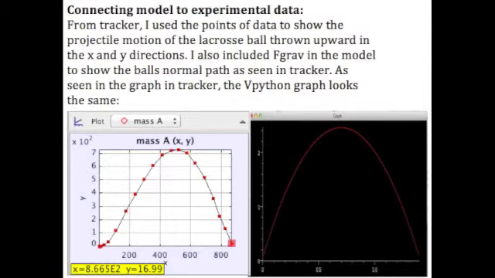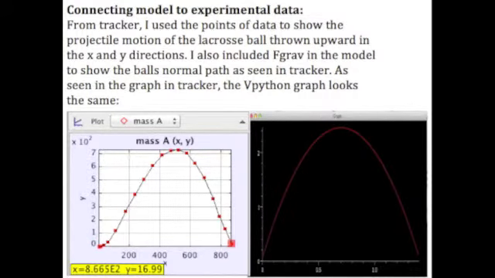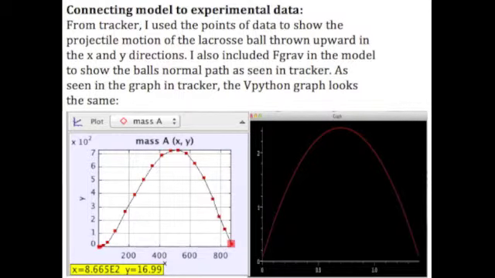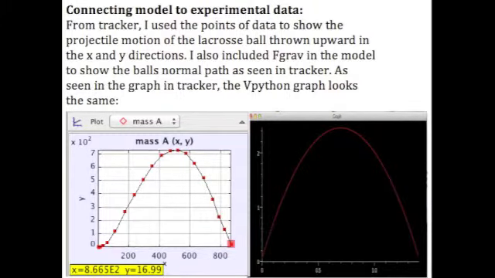Connecting model to experimental data. From tracker, I use the points of data to show the projectile motion of the lacrosse ball thrown upward in the X and Y directions. I also included an f-graph in the model to show the ball's normal path as seen in tracker.